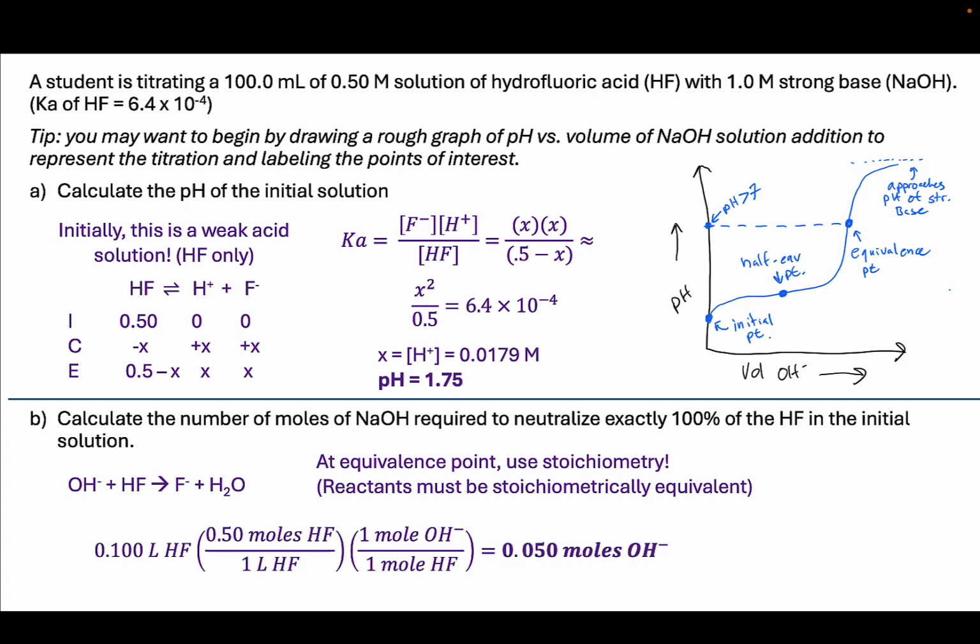And we just use stoichiometry, start with our volume of our HF, use the molarity of the HF, use the mole ratio, and what we need is 0.05 moles of hydroxide. That will neutralize the 0.05 moles of hydrofluoric acid in our initial solution.